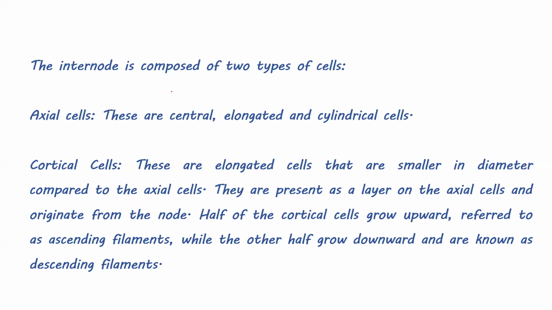Now see, the internode is composed of two types of cells. This is a little detailed study. You should know this because in case questions come, you should be in a position to answer properly. What are the two types of cells? Axial cells and cortical cells. The axial cells are central, elongated and cylindrical cells. So just take these as point number 1 and point number 2. It will be easier for you to remember and memorize it.